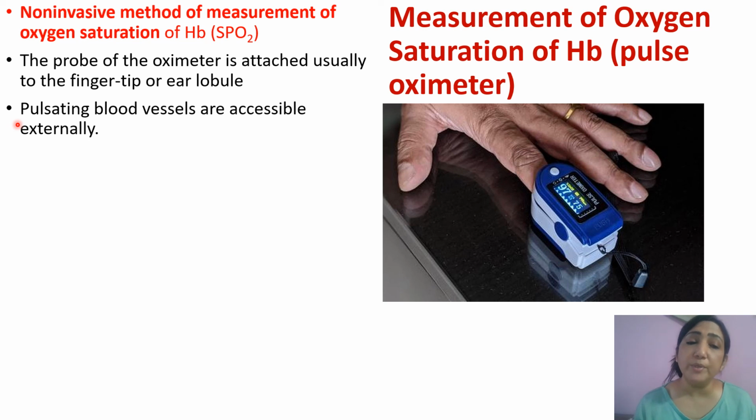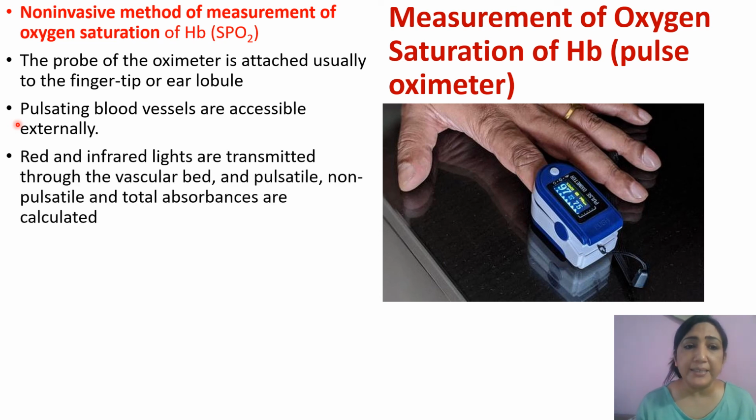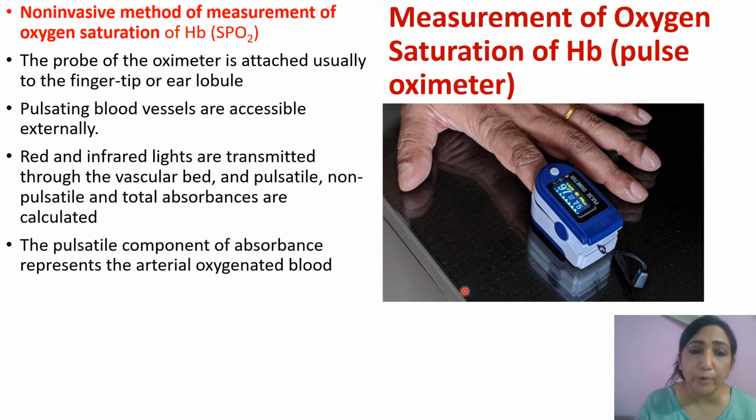And why? Because the pulsatile blood vessels can be accessed externally. The capillary beds are just below the nail, and there is no muscle in this peripheral part of the body. Red and infrared lights are emitted from this instrument. It is battery operated, and whenever this light passes through the capillary, it hits the pulsatile and the non-pulsatile material, and the total absorbance is calculated. The light is emitted from this instrument, hits the hemoglobin molecule, comes back, and is calculated. The pulsatile component of this absorbance represents the arterial oxygenated blood.